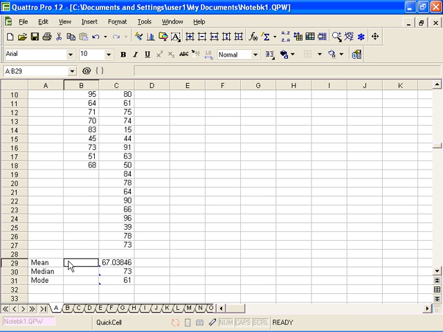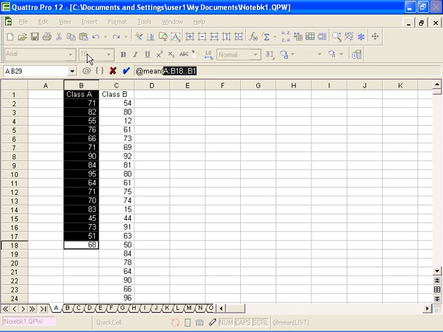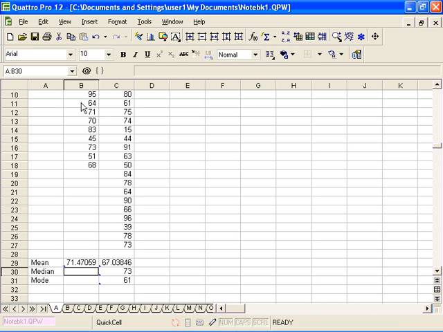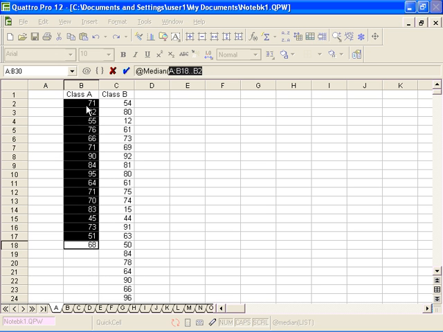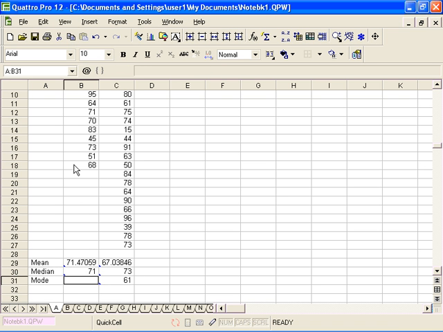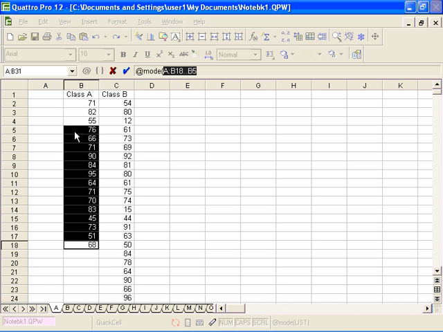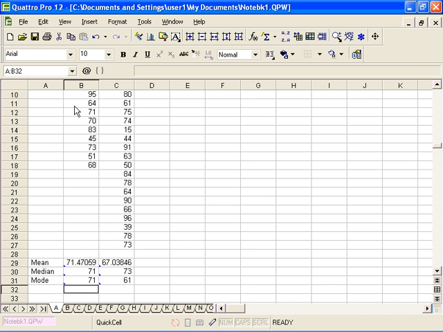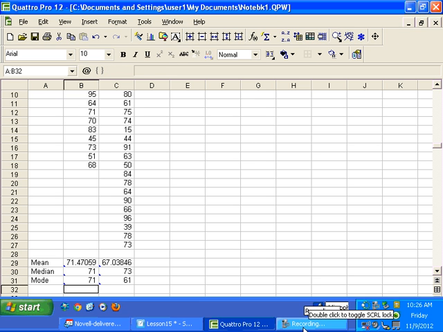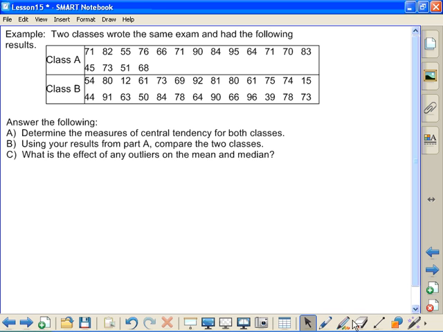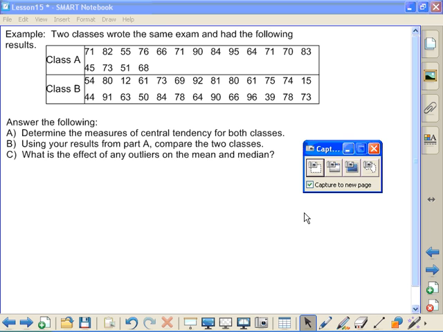I'll do the same formulas here. So ampersand mean, and this is the smaller class. And ampersand median, spelled properly, it always helps, and find the median of that. And mode, and find the mode for Class A. There we go. So there's the information, and I'm going to bring it forward just so I can bring it to this page to talk about it.